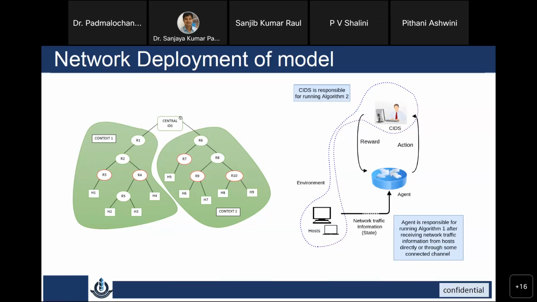Then the central IDS calculates the reward, and these rewards are informed to the agents. Then the agents further improve their state vectors, and further the overall performance of the intrusion detection system. So this is basically the idea.